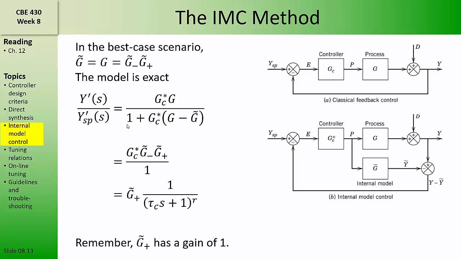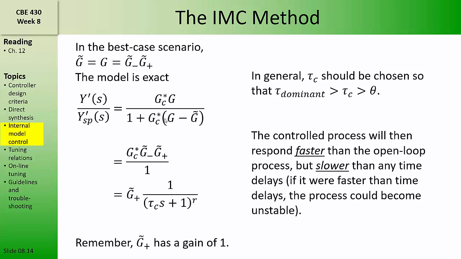And when the process reaches a new steady state, the controlled variable will be equal to the new set point. In general, we want to choose the tau c, that is, the time constant for the filter term, to be less than the dominant time constant in g and greater than any time delays that might be present in g. In this case, the controlled process will then respond faster than the open loop process, but slower than any time delays.